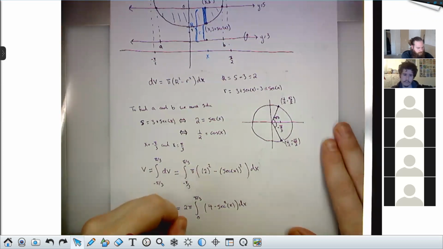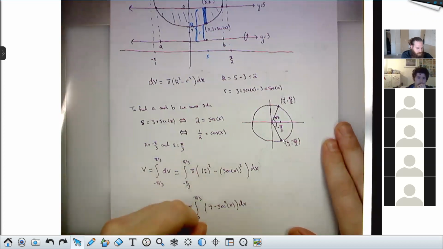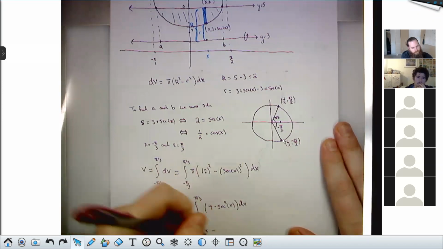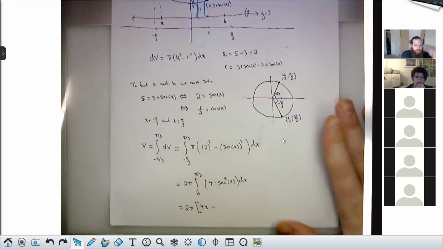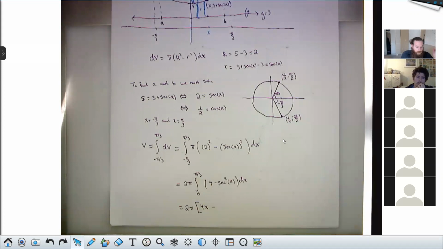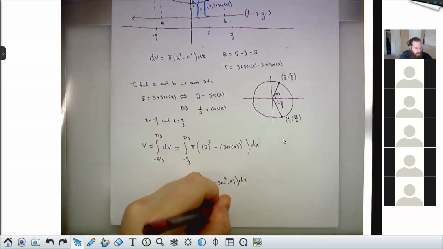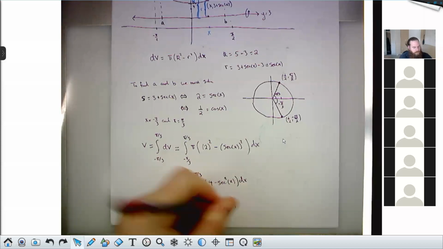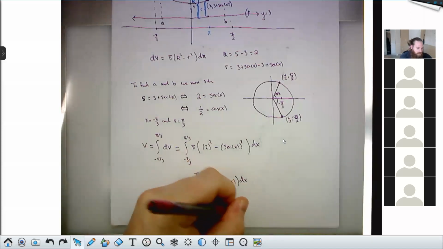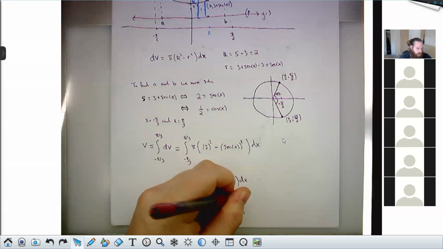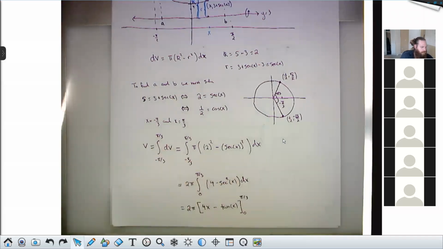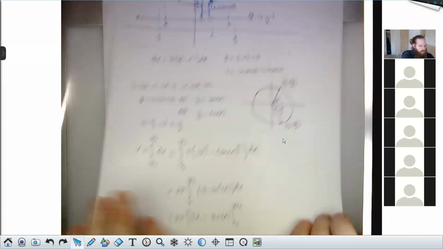An antiderivative for 4 is easy to find. That's 4x. What is an antiderivative for secant squared? Tangent. Good. The tangent function differentiates to secant squared. So this is 4x minus the tangent of x evaluated from 0 to pi over 3. And I'll go ahead and finish it since we're so close.